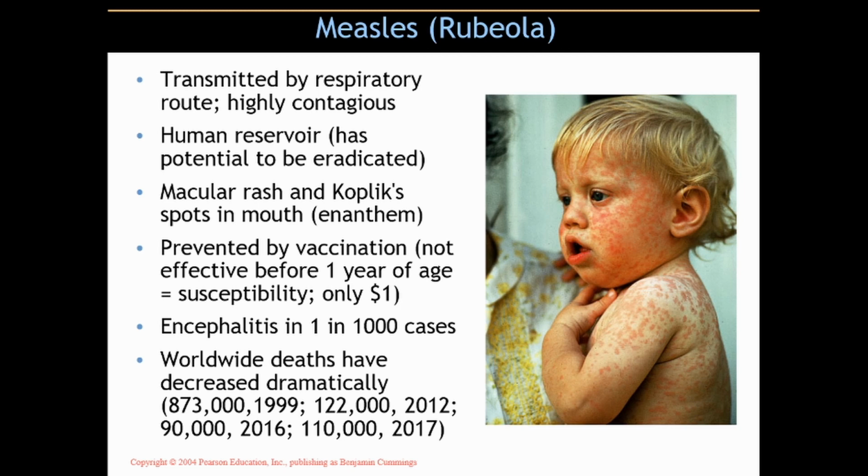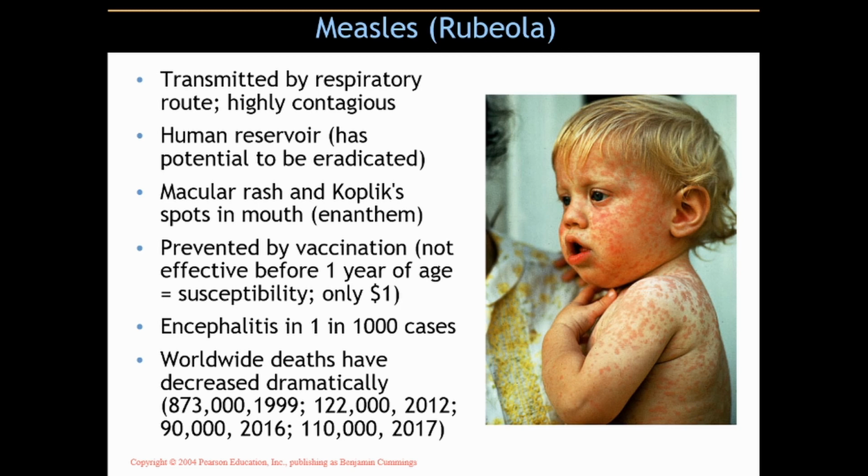The cost of the vaccination is only $1, so this could be easily disseminated globally. We could make millions of these vaccines very easily and distribute them worldwide and administer them because it's such a low cost. In 1 in 1,000 cases of measles, encephalitis can occur. This is a complication that appears later in life: no symptoms, and then decades later, encephalitis develops.